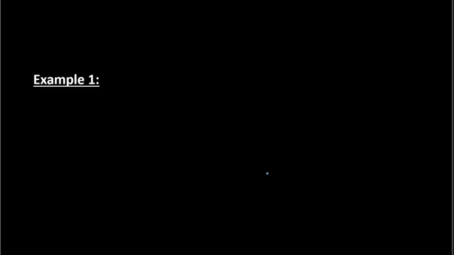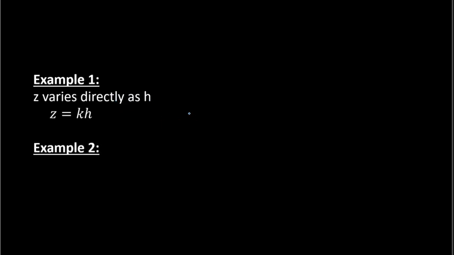Now here's an example. If you were told to convert z varies directly as h into math notation, how you'd write this is z equals k, our constant, times h, this value. So make sure you know how to convert from English into math notation. Another example: m varies directly as a. So this would be m equals k times the letter a. And that's my equation.